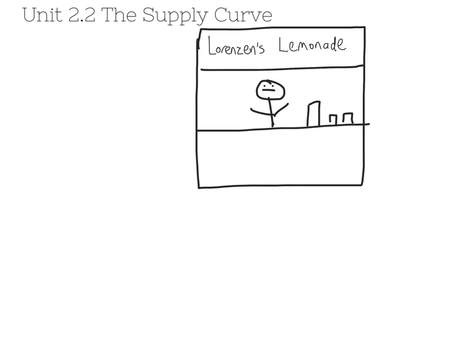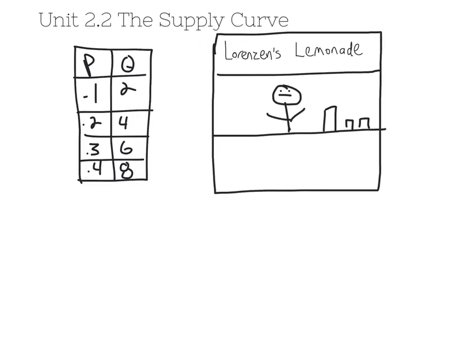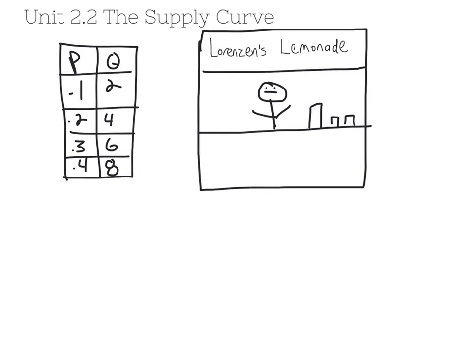We're going to do a real similar setup to what we had before, where we have our schedule of price and quantity. We said at 10 cents there were 2, and at 20 cents there were 4, 30 cents, 40 cents, there were 6 and 8, I believe is what we had. That's going to be our setup, and we're going to try to determine what happens to the supply curve when other things change, not just the price.